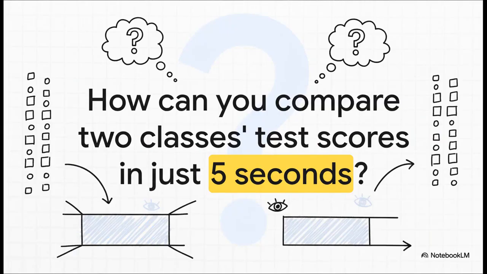So let me ask you a question. Imagine you have test scores from two different classes, just two big lists of numbers. How do you figure out quickly which class did better, or which class was more consistent? I mean, staring at dozens of numbers is just confusing, right? But what if there was a way to see the answer, almost instantly, in a single picture?